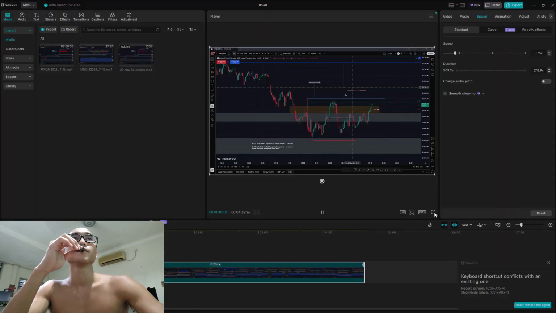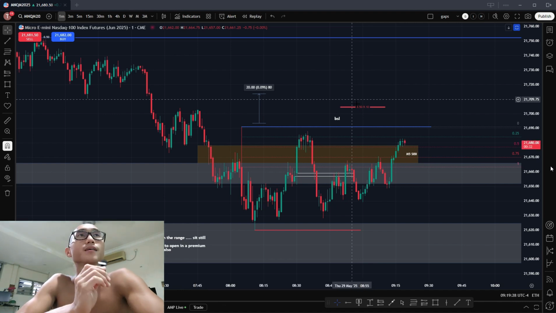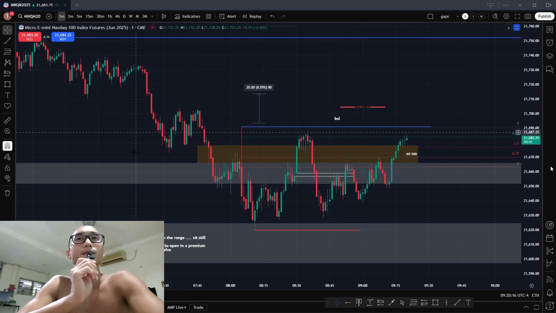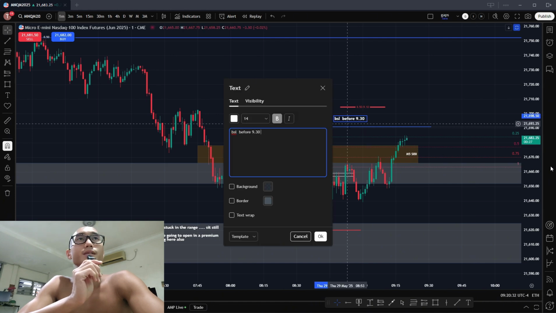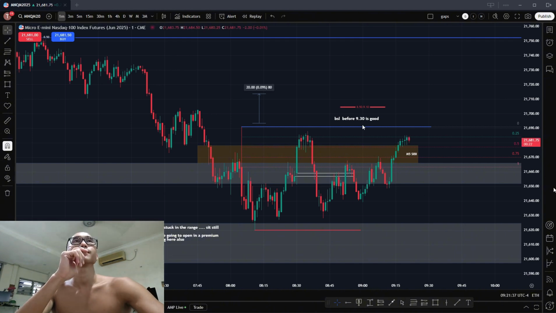Okay, so today we're gonna look at yesterday's trading, 29th of May. And as you can see, I was looking for buy side, and primarily my bias for the day is actually bullish. So right now, just typing that I want to see that blue line buy side taken before 9:30 is good, because we're gonna have an opening range gap open in the premium, so it's pretty nice to short.